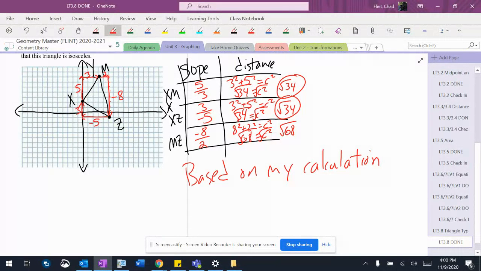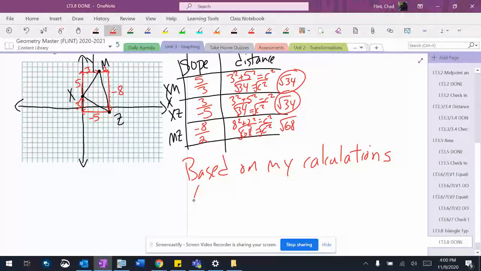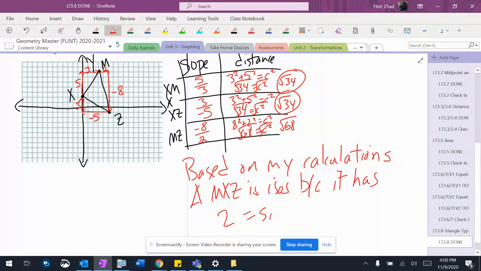So based on my calculations, what did you figure out? I figured out this triangle is isosceles. So triangle MXZ is isosceles because it has 2 equal sides. Okay, I should write a decent sentence, I guess is the way I'm looking for here. I'm going to go like this too up in my work. I'm going to show that they're equal like that, because that kind of gives the whole picture there.